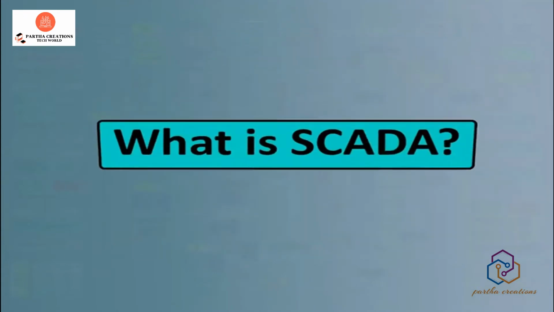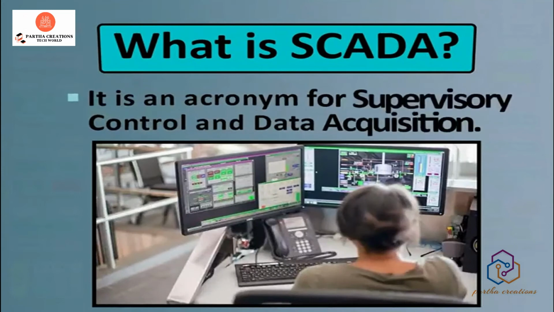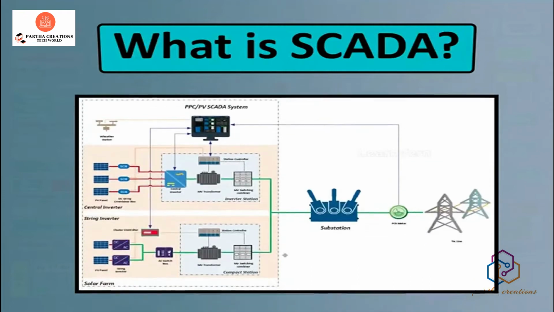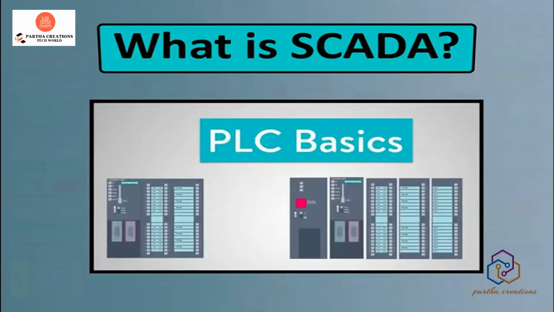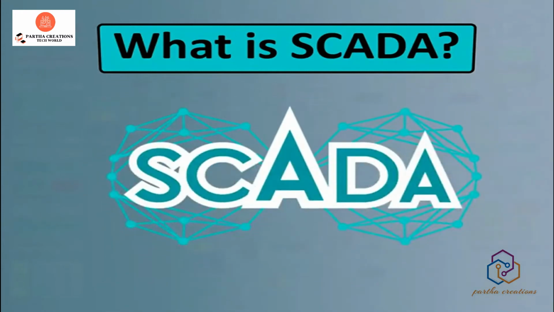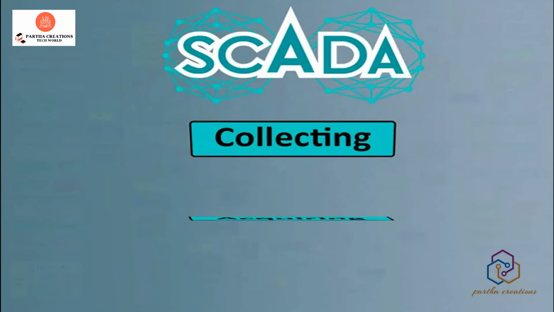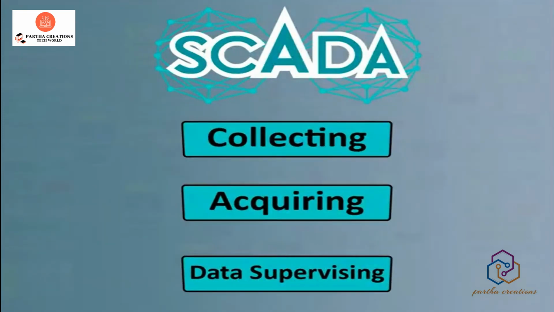A question: what is SCADA? It is an acronym for Supervisory Control and Data Acquisition. From this full form, we can make out that through SCADA, we can supervise, acquire, and control the data. Now, what kind of data can we control through SCADA? We can control the plant controller that is installed to control the machinery in an automation industry, like a PLC. Also, to supervise all the data from these controllers, we use SCADA. In this, SCADA will be collecting, acquiring, and supervising it all. We can also control it.